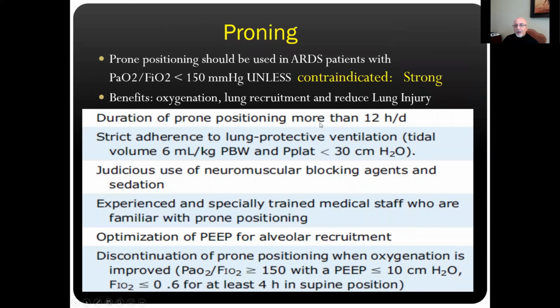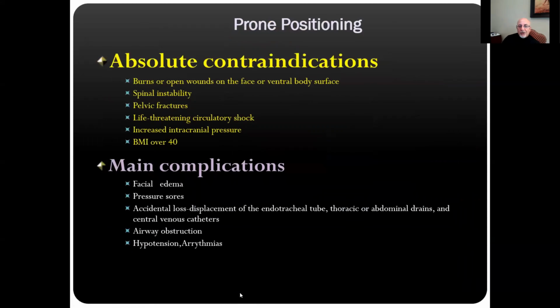The duration of proning should be more than 12 hours per day. One must adhere to 6 cc's per kilogram predicted body weight. Use neuromuscular blocking agents as discussed. We need special teams in order to perform prone positioning, as it may be associated with multiple complications. The discontinuation of prone positioning should be when the PF ratio is greater than 150 with the PEEP applied less than 10 and the FiO2 is less than 0.6 for at least 4 hours during the supine position.